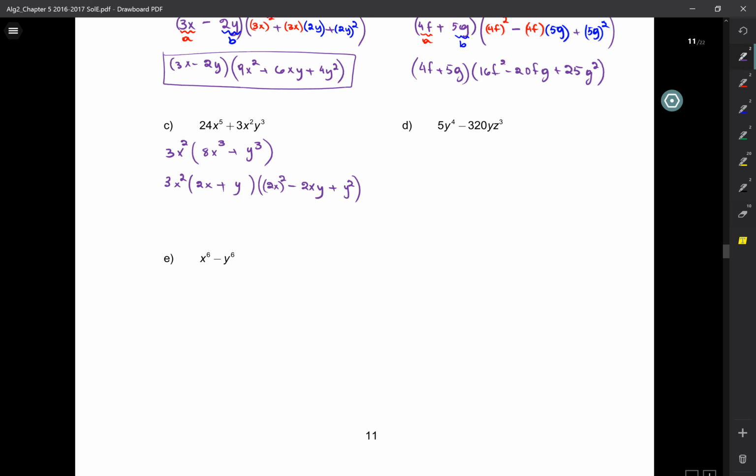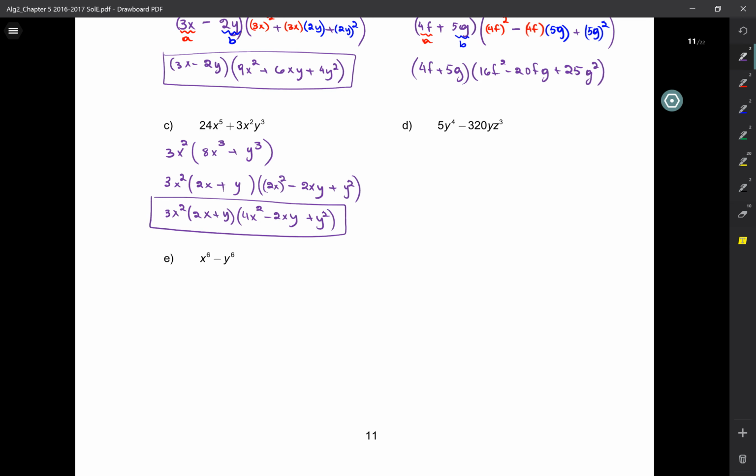All right, so this is 3x squared, 2x plus y, 4x squared, minus 2xy plus y squared. And all of this is the factored form. If you happen to leave out that 3x squared, your answer cannot be correct. All right, because you need to give me everything.